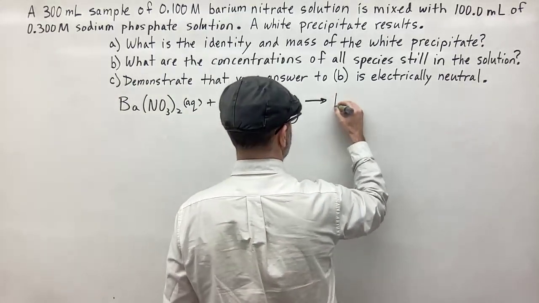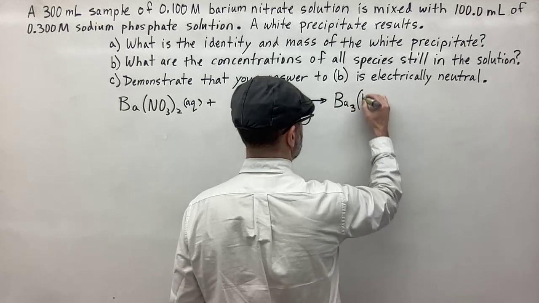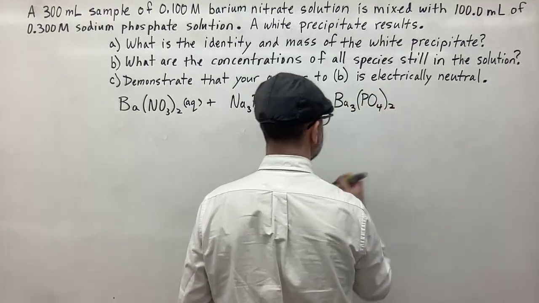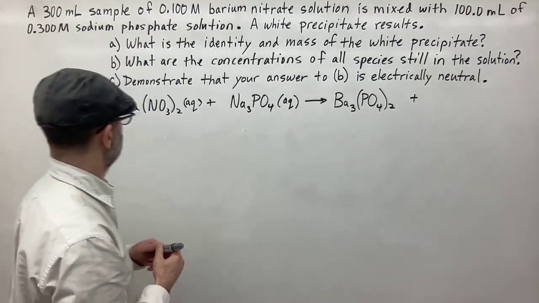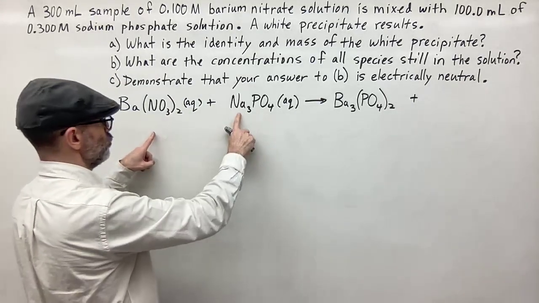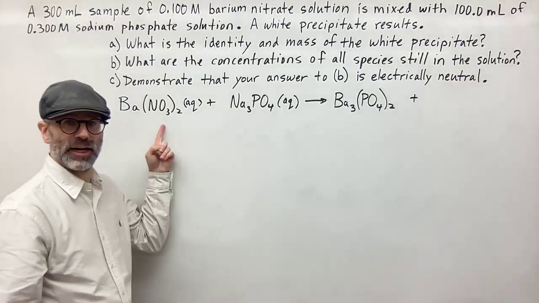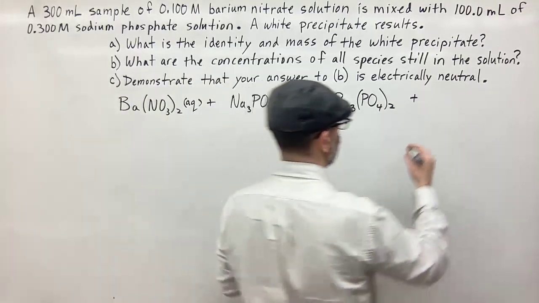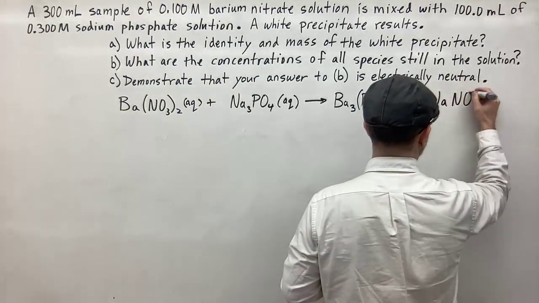And when you do that, you're going to get Ba3(PO4)2. And then we have our other compound, and then we're going to bring the inside ions together. So sodium and nitrate are going to come together. Sodium has a +1, nitrate has a -1. So they're 1 each to balance the charge. So that's going to be sodium nitrate, NaNO3.